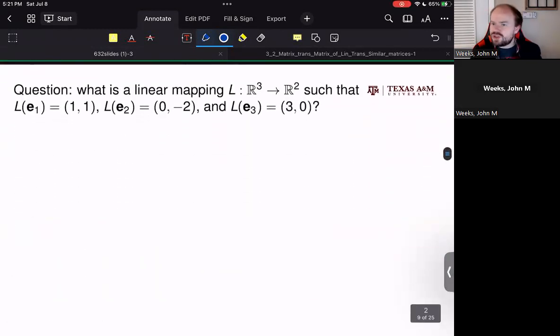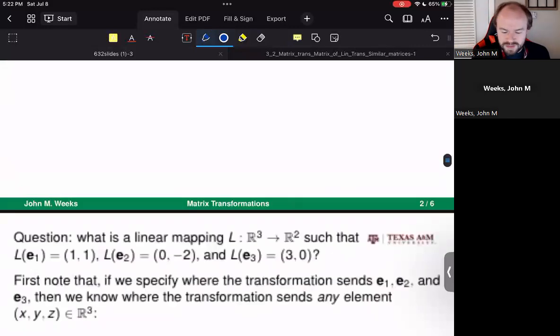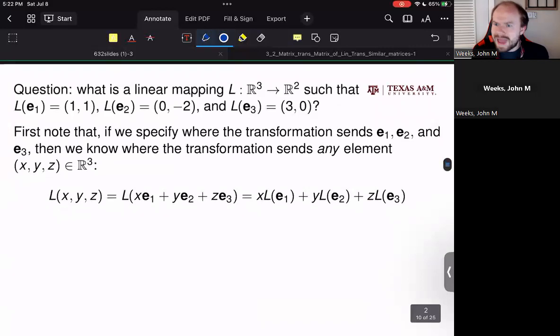So let's ask the question about going backwards. Let's rewind this. What is a linear mapping going from R3 to R2, for example, such that L of E1 is 1, 1, L of E2 is 0, -2, and L of E3 equals 3, 0? You may already have an inkling about this thanks to what we talked about in our previous slide. Let's go through and math it out.